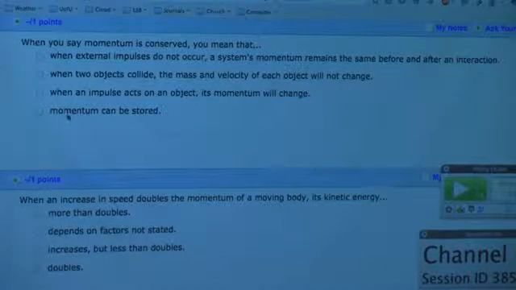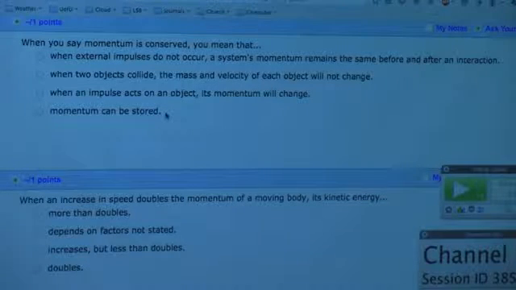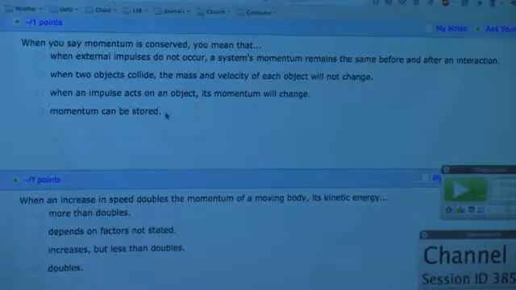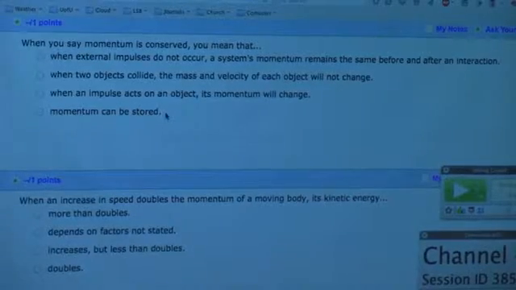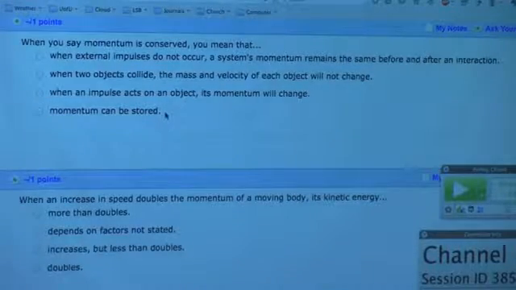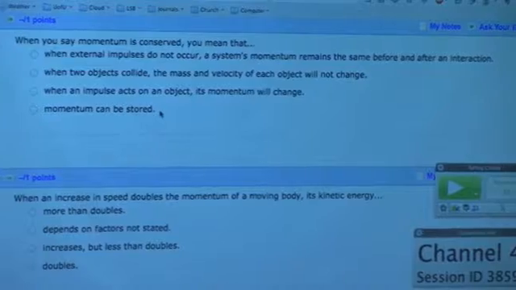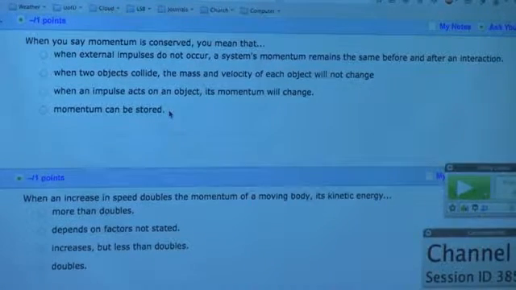And the last one, momentum can be stored. I'm not exactly sure what that means, so that's not the right answer. You can say an object possesses momentum. It's coming in with so much momentum, and it can change. If you want to think of it as, because you have so much mass and you're going that fast, you're storing momentum until some impulse comes along to change it, I guess that would be okay.